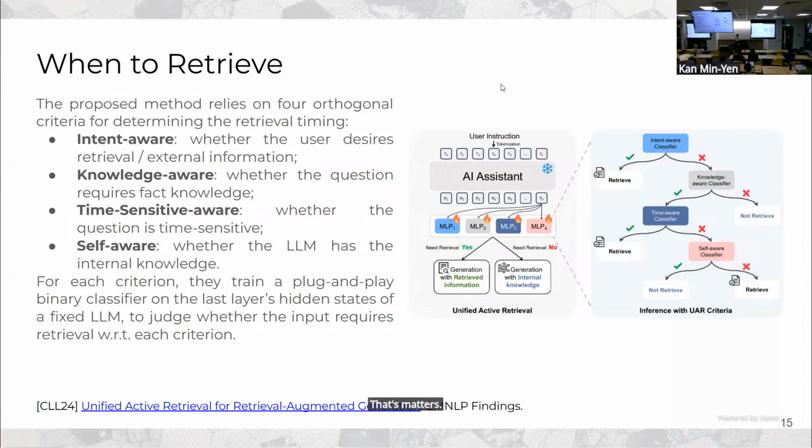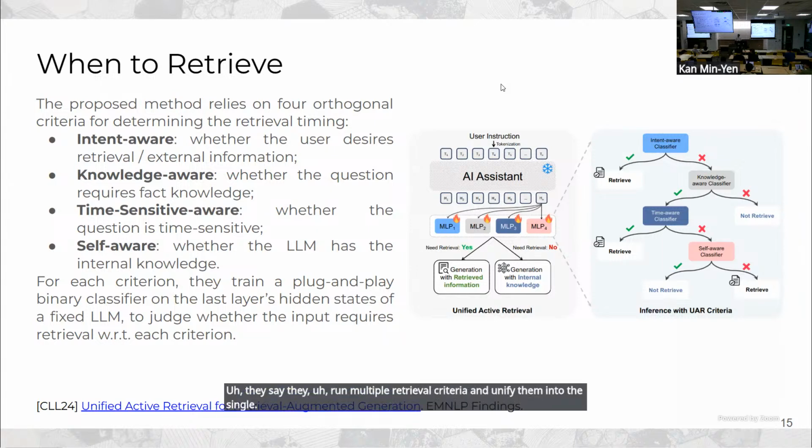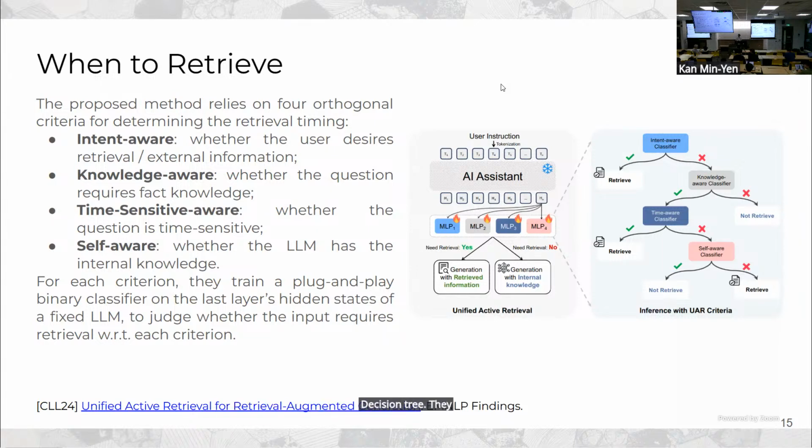I also pasted from their paper. They say they run multiple retrieval criteria and unify them into a single decision tree. They don't specify how they came up with the tree.